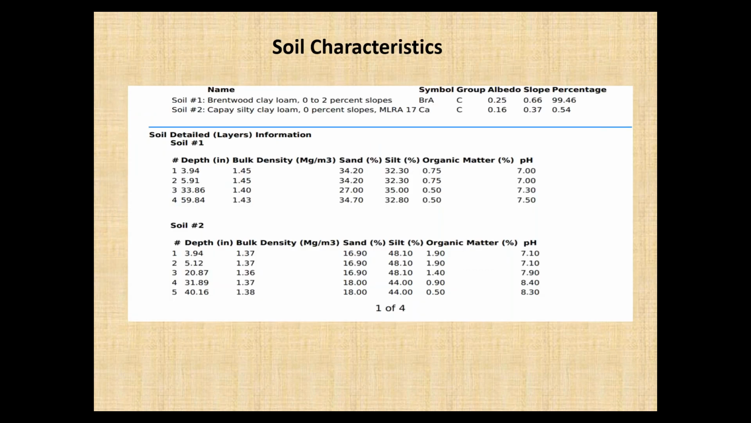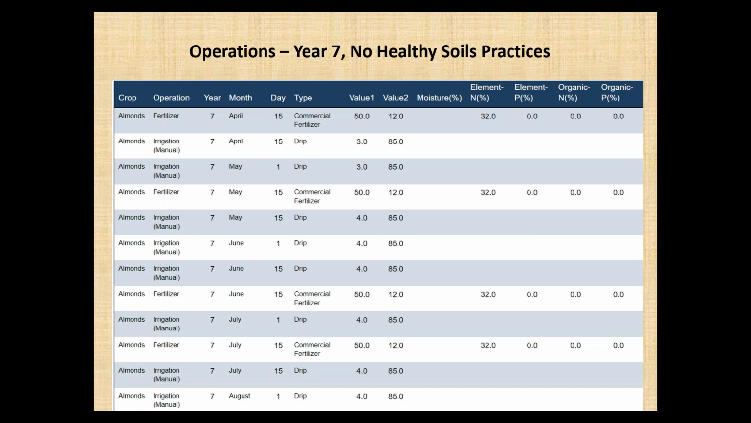The next page shows the soil characteristics in layers, including bulk density, texture, organic matter percentage, pH. And again, these are assumed values, baseline values for a field that was farmed in more of a conventional management program. So here's the data entry.